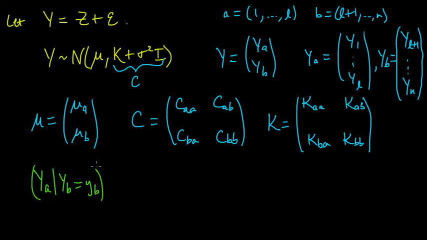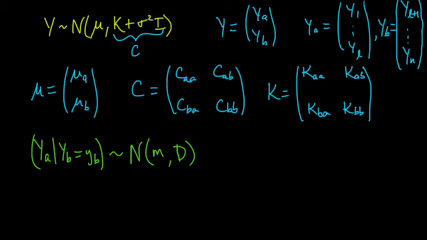Well, if you watched the videos on multivariate Gaussians, or if you're very familiar with multivariate Gaussians, then you would know that in fact we derived, or we didn't prove it, but we wrote down the formula for this conditional distribution. And it is, in fact, also a Gaussian, and it has mean M and covariance matrix D, where, let's write down what M and D are.